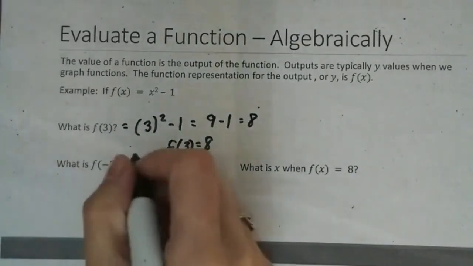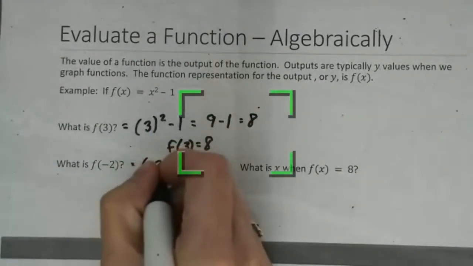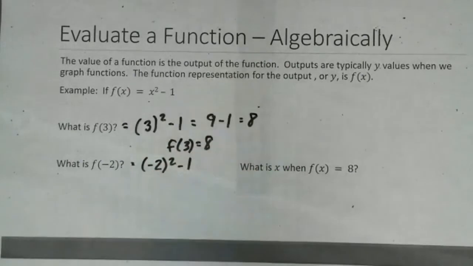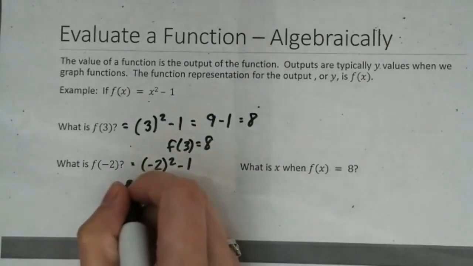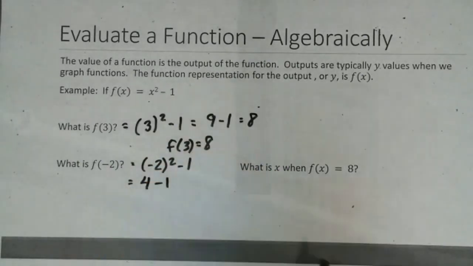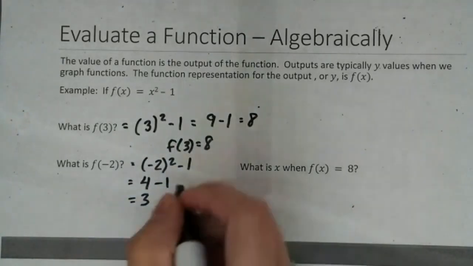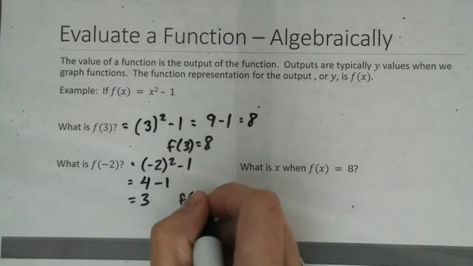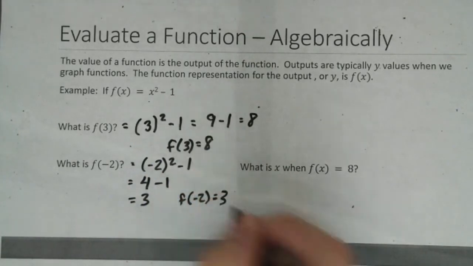What is f of negative 2? Well, that'll be negative 2 squared minus 1. Negative 2 squared is a positive 4, and 4 minus 1 is 3. We would say f of negative 2 is equal to 3.